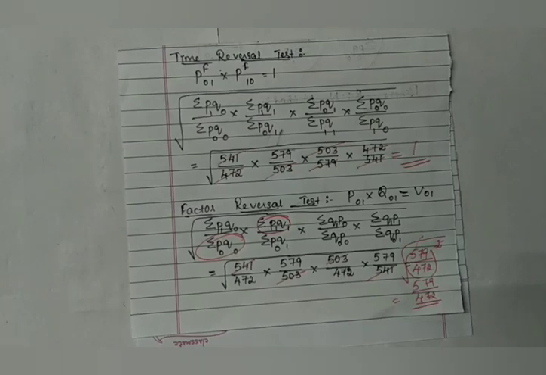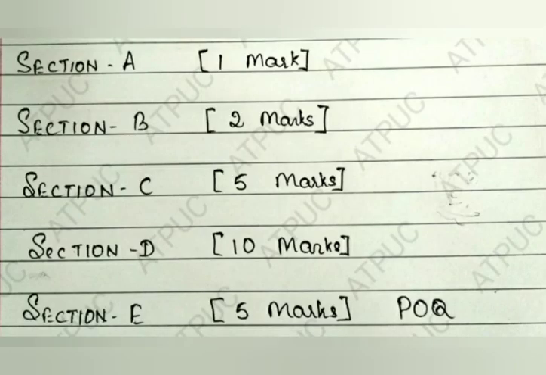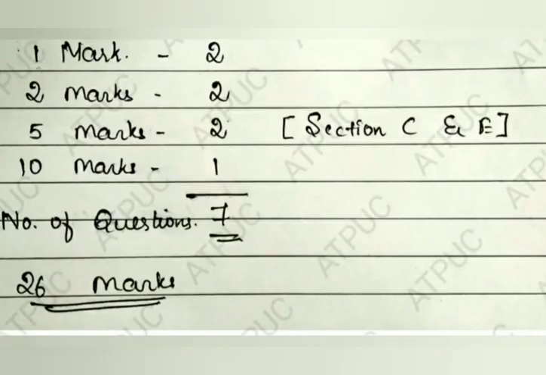So while concluding, let me share with you all a few important pieces of information about this chapter. You all know this is the pattern of the statistics question paper, isn't it? So from this one particular chapter, 1 mark 2 questions will be there, 2 marks 2 questions will be there, and 5 marks 2 questions will be there for section C1 and section E, second question, and 10 mark 1 question will be there. So total 26 marks you can score from this one particular chapter. For that you need to study the formulas properly, understand the concept properly, so that you can score the entire 26 marks.